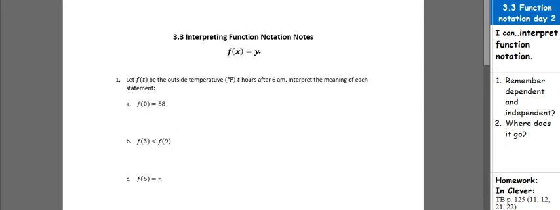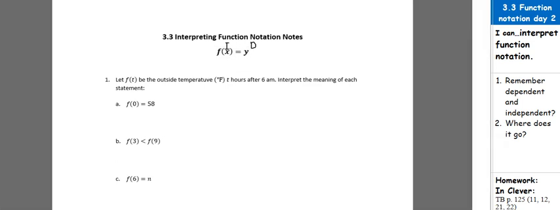So f of x equals y. My x values are independent, and my y values are dependent upon whatever x value is plugged in. So make sure we have that up there with an I on the x and a D on the y, because my y values are dependent upon my x values.